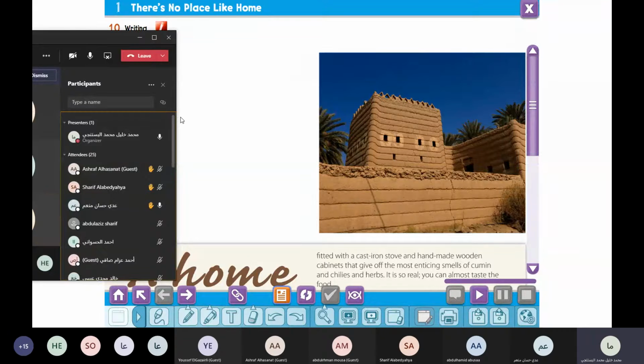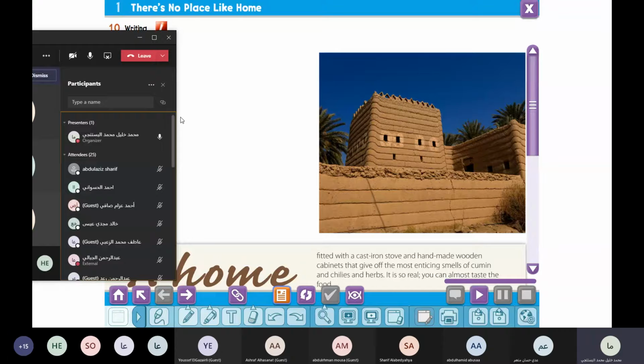Yes, Ashraf? Sand, water, and rocks. Good. Not rocks. They were built of, let us say, clay, sand, and water. Good. Thank you. They are made of clay in general.